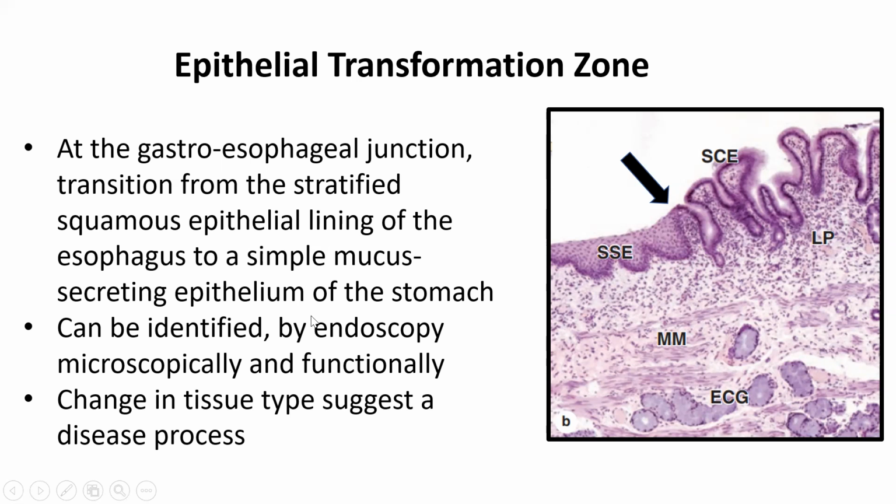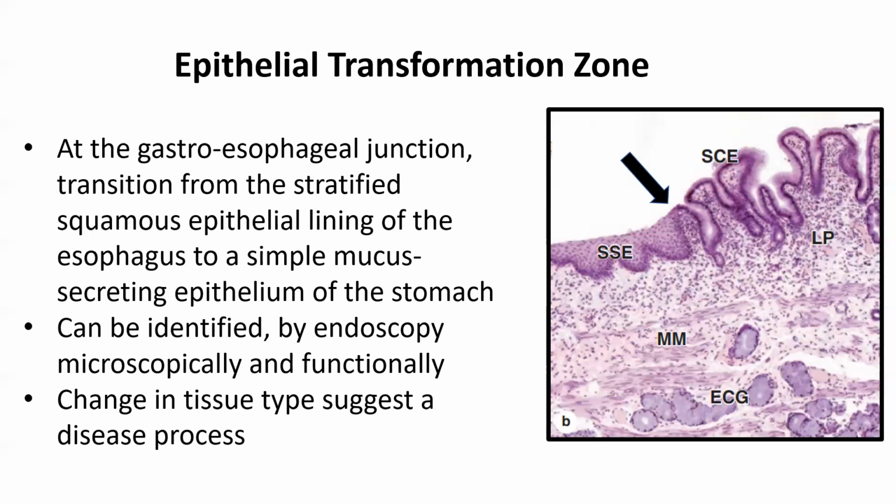This area can be identified under a microscope. Actually, with endoscopy, if you look at the stomach, you can actually see a line. And I'm going to show you some images. Changes here suggest a disease process. We'll talk about that in the next couple of slides. Clinically, this is probably the most important thing you need to know today.